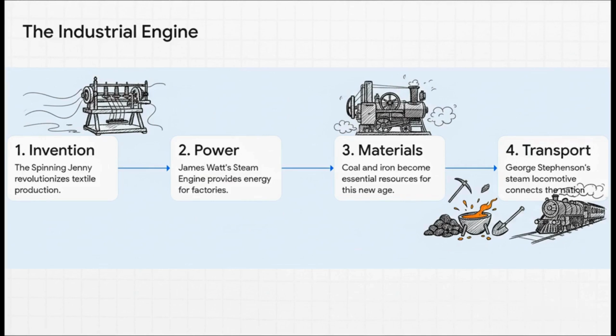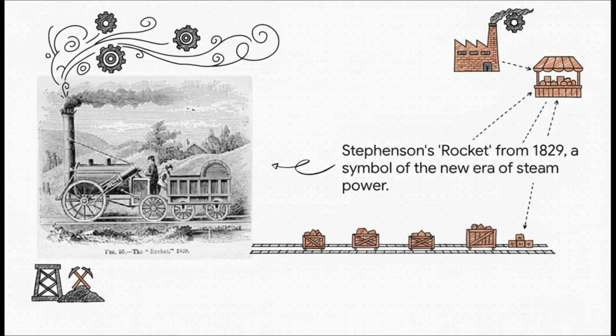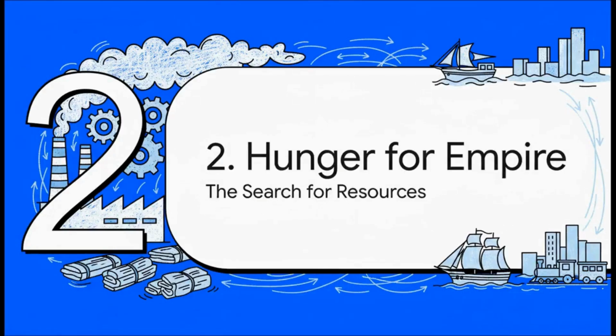And look, Stephenson's rocket here, it wasn't just a train, it was a symbol of this brand new age. For the first time in human history, you could move massive amounts of goods and raw materials with incredible speed. This new mobility became the lifeblood of the entire revolution, wiring the whole system together. So, let's move to our second domino.